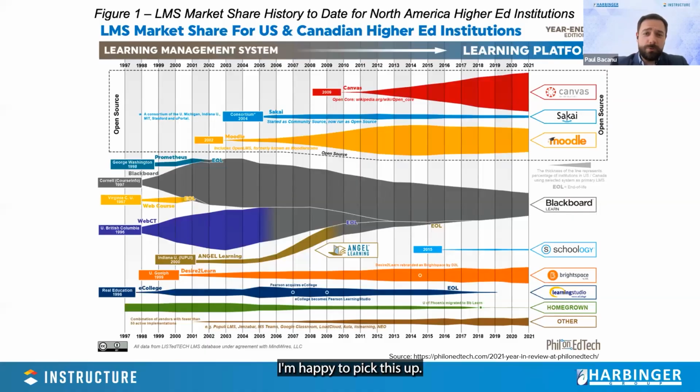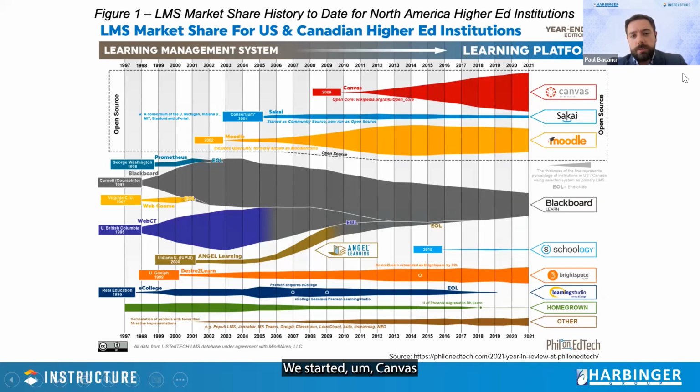I'm happy to pick this one up. So this is what we call a squid graph, and it just shows the different LMSs out there, right? And if you have a look in here, there's only one that has a linear progression in terms of growth. And quite staggering, actually.